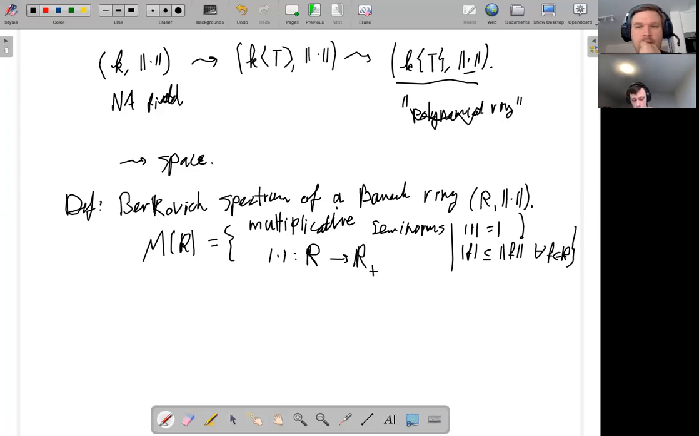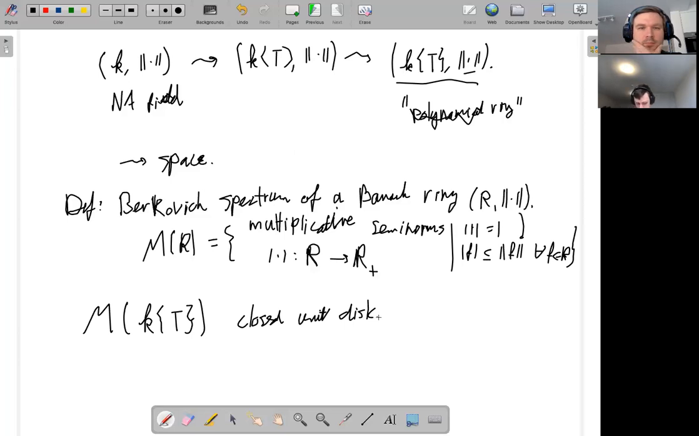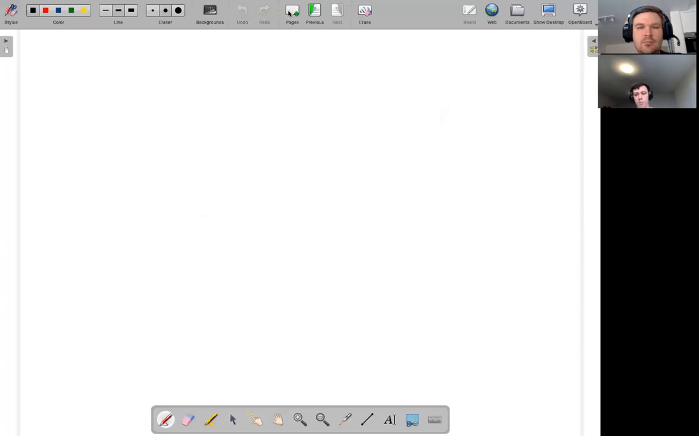Okay, so our goal for the first part of the talk is to describe M of this closed unit disk algebra. So this is the closed unit disk. We will describe the points. So this is our goal.